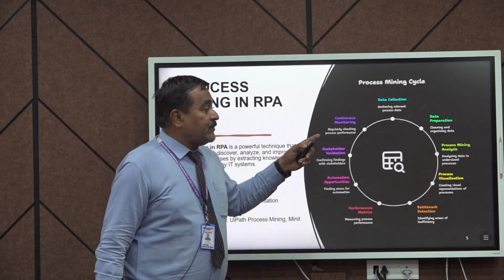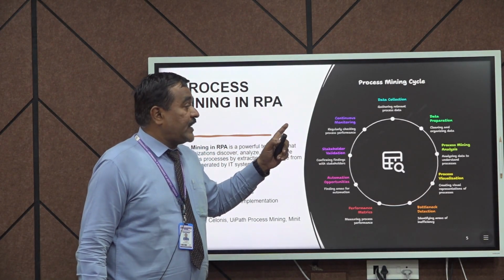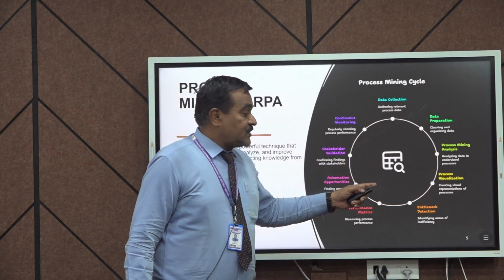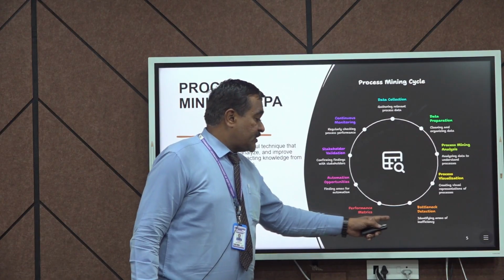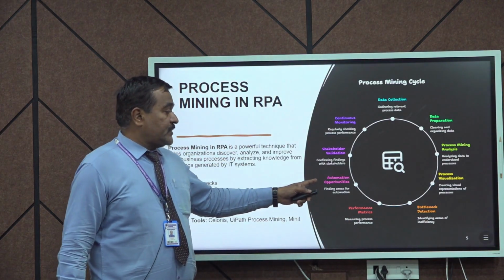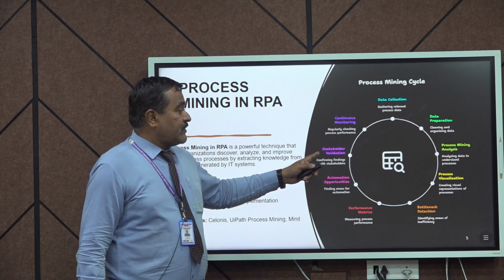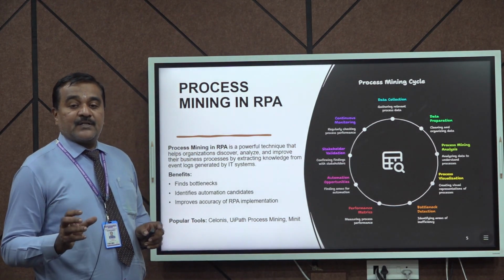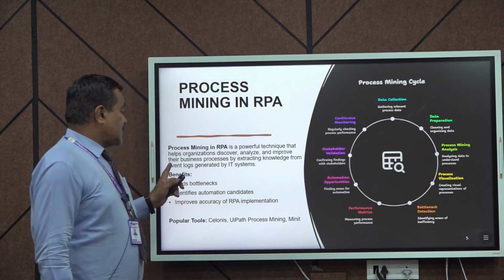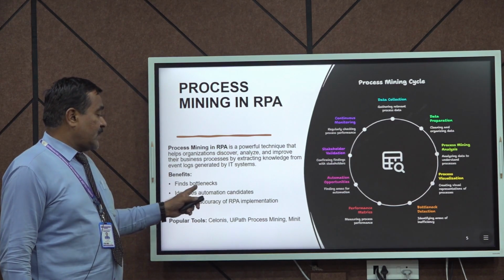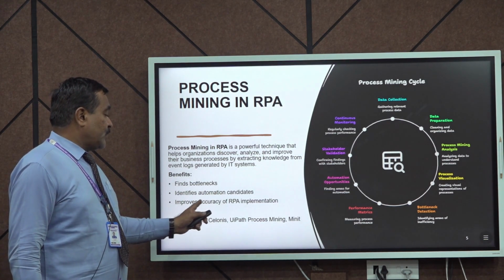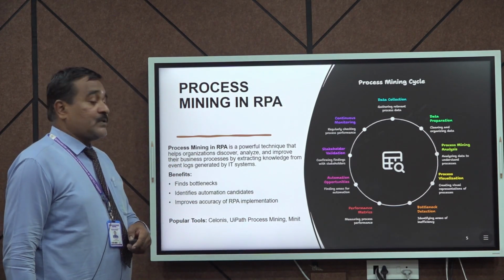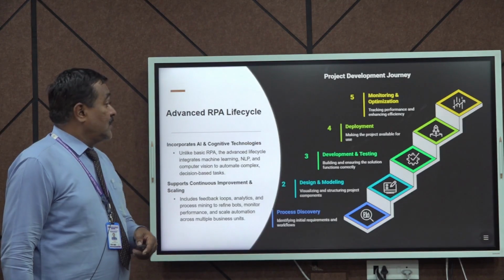Here I am using different parameters: data collection, data preparation, process mining analysis, process visualization, bottleneck detection, performance metrics, automation opportunities, stakeholder validation, and continuous monitoring. These are the major focus areas of the process mining. That's how process mining connects with bottlenecks, automation candidates, and improves the accuracy of the implementation of RPA techniques. So this is what I am using for process in RPA technologies.